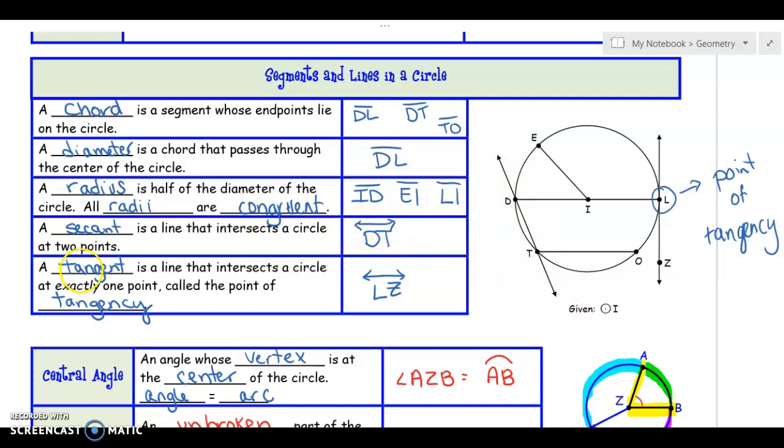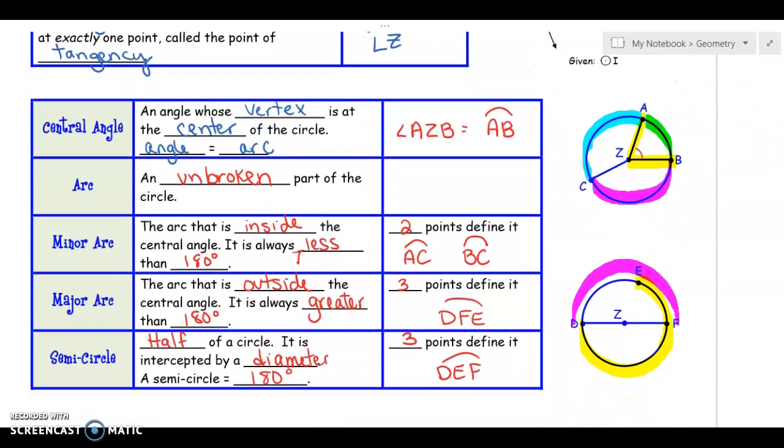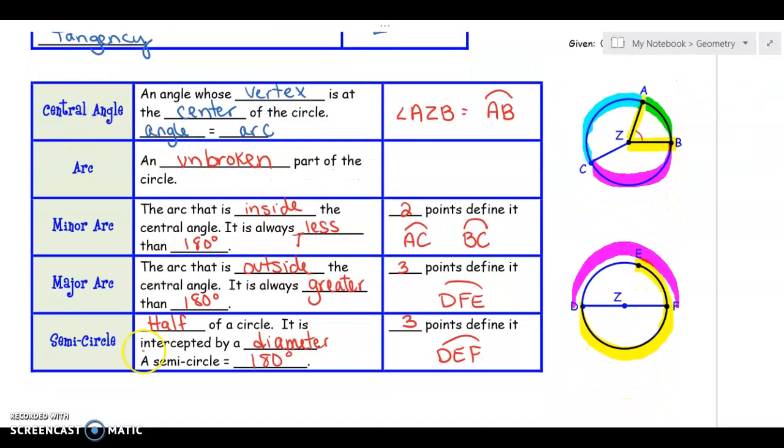A tangent is a line that crosses a circle in only one spot, and it also has to have arrows. So this would be our tangent line, LZ. Where that line intersects the circle is going to be the point of tangency. It's where the tangent line intersects the circle. And then we talked about all kinds of arcs.